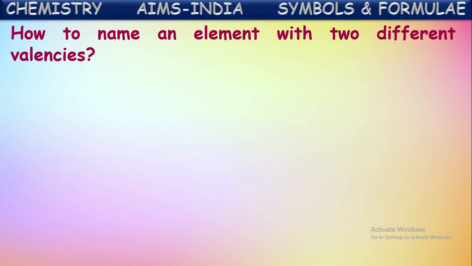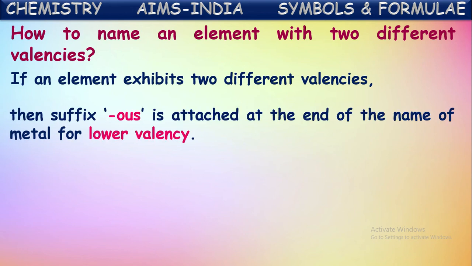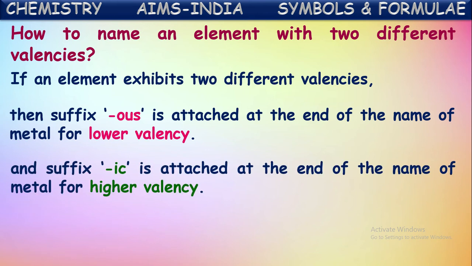But if some element is exhibiting more than one valency, then how to name these ions with different valencies? Let us see how to name these different ions which are formed with different valencies by an element. If an element exhibits two different valencies, then the suffix OUS is attached at the end of the name of the metal for lower valency, and suffix IC is attached at the end of the name of the metal for higher valency.